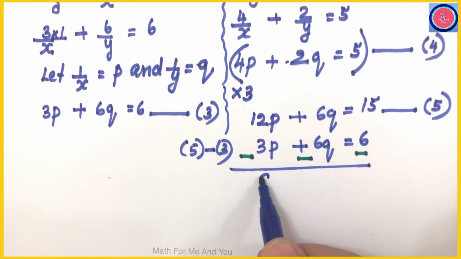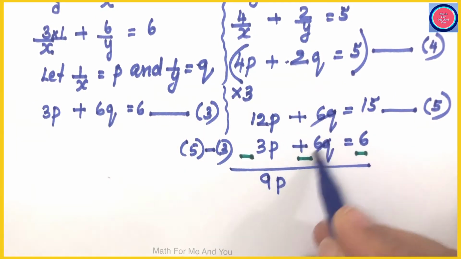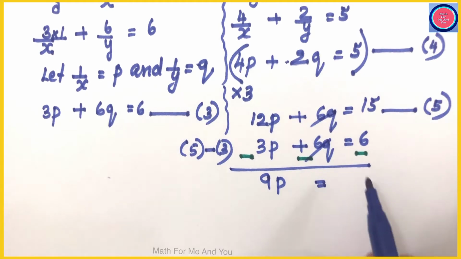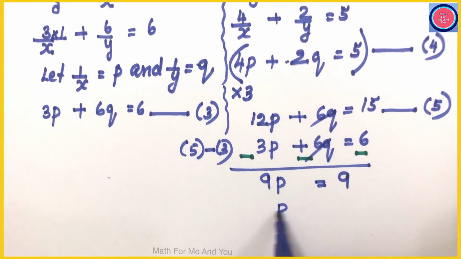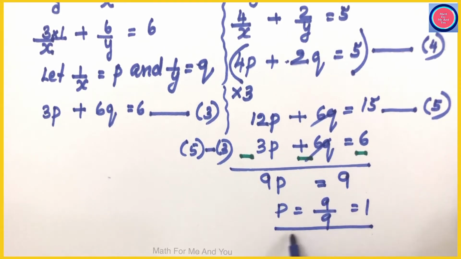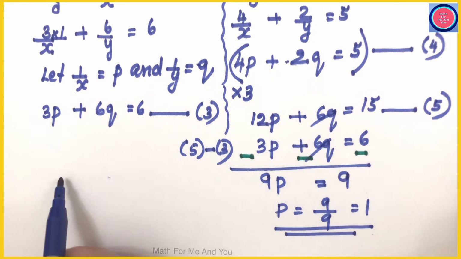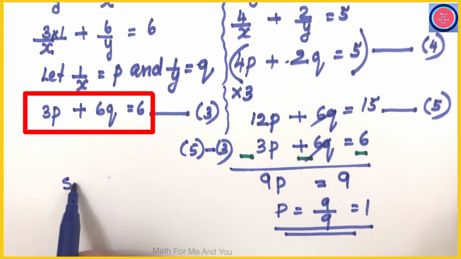12p minus 3p is 9p. The q terms cancel. Equals 15 minus 6, which is 9. 9p equals 9. So what is p? 9 over 9 equals 1. Using the value of p, we can find what q is. Substitute in any of the equations, equation number 3, 4 or 5. I'm going to substitute in equation number 3.